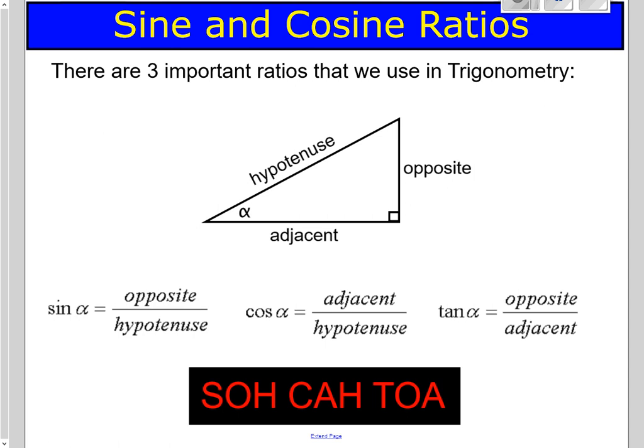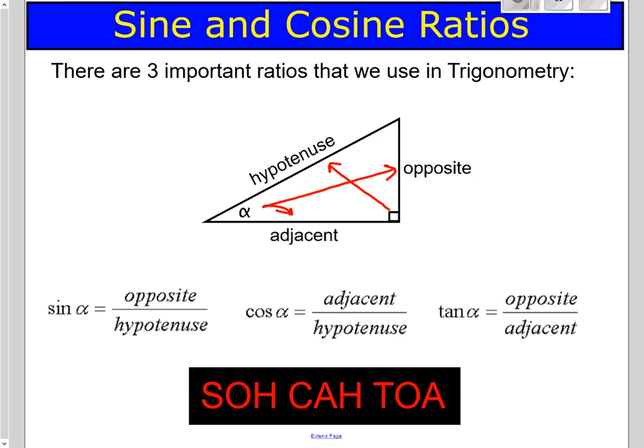Okay, so there are three important ratios that we use in trig, and it all depends on the information that we're given. So let's say we have this angle theta down in the right left-hand corner. Then directly across from it, of course, is our opposite side. Beside it is our adjacent side, and directly across from the 90 degrees is our hypotenuse. And so depending on the information that's given, we can use either sine. So take a look on your calculator, see if you can locate the sine button. So sine alpha is equal to the opposite over the hypotenuse.